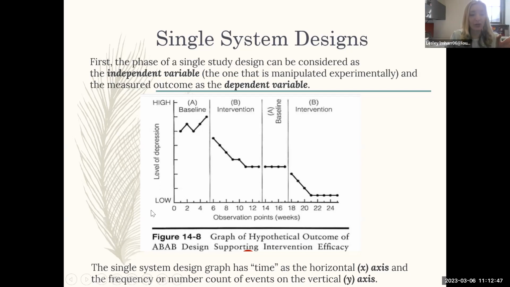So we are going to look at the observation points on our x-axis and our dependent variable on our y-axis, which is level of depression. A good single systems research design, an AB design, would be six weeks of measurement with clients prior to implementing your intervention. Let's say it's a CCBT, or computer-based cognitive behavioral therapy, intervention with clients.